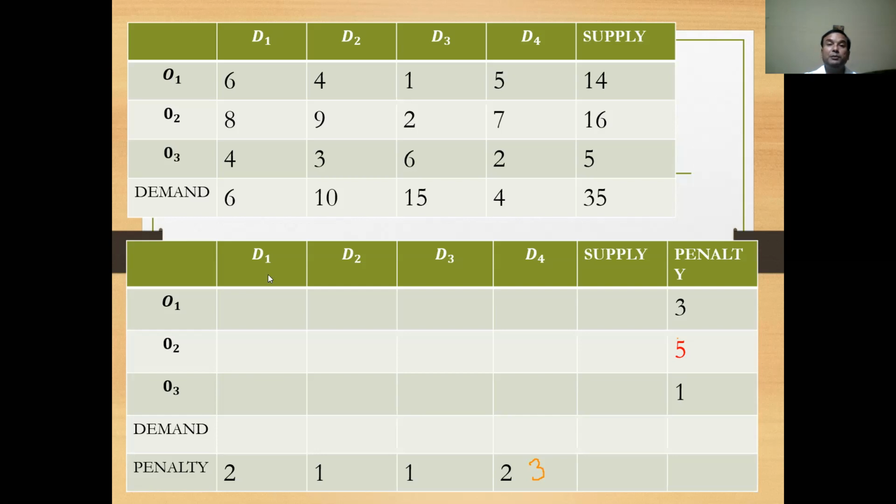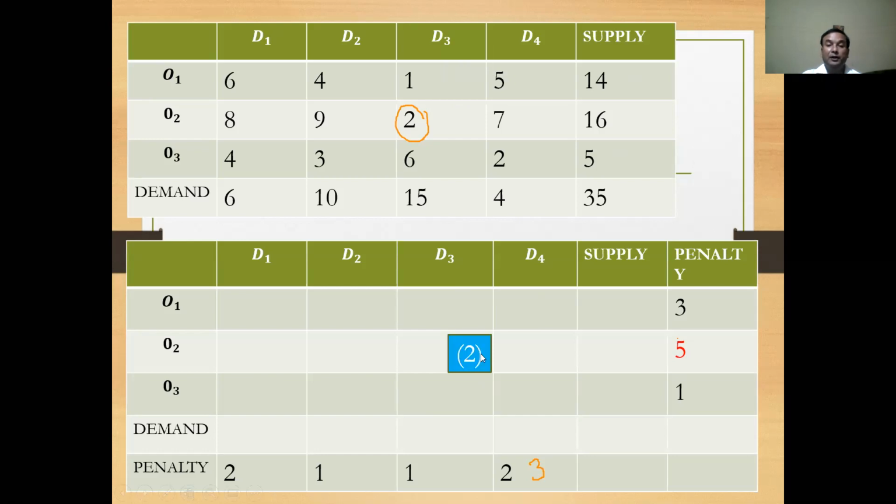Second origin, and what is the minimum cost in this maximum penalty? This 2 is the minimum cost. So, since 2 is the minimum cost, therefore we allocate this 2 here, and let us allocate this 2 here.